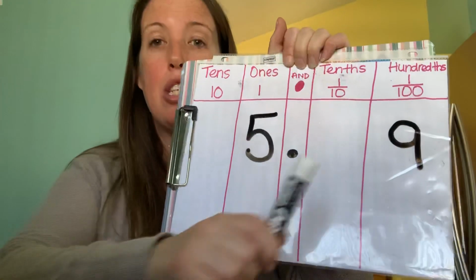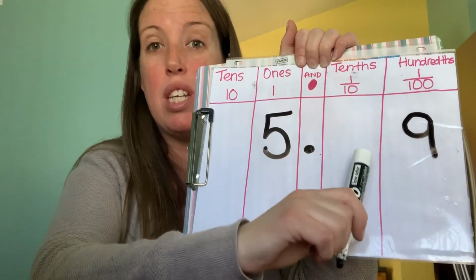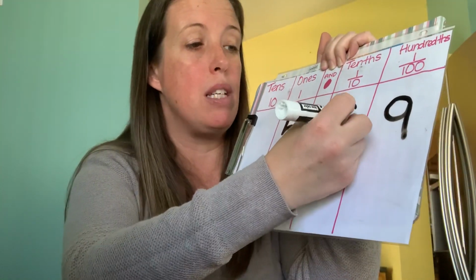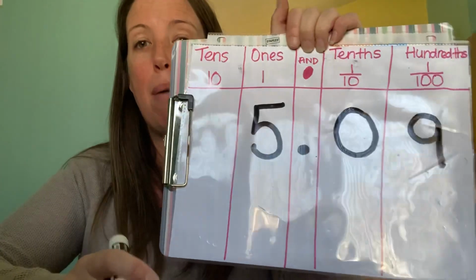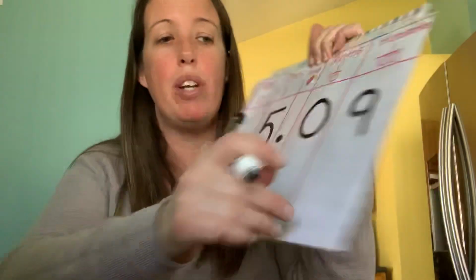So now what can I do with this tenths place? It's represented in my number, but it just doesn't have value, so I'm going to put a 0. So now I read this number as 5 and 9 hundredths.